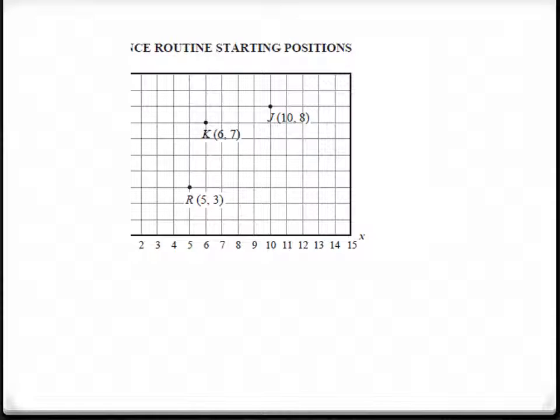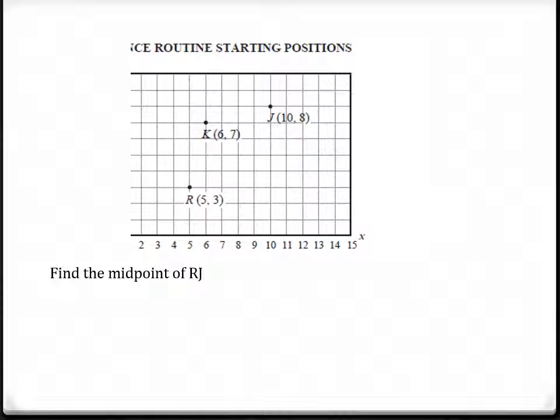So let's go back to that picture that we started with. We're going to find the midpoint of R to J. We want to find what exactly is directly in the middle of RJ. Now, if this was a horizontal or vertical line, it's easier to find, but it's not. So therefore, we have to use the midpoint formula.